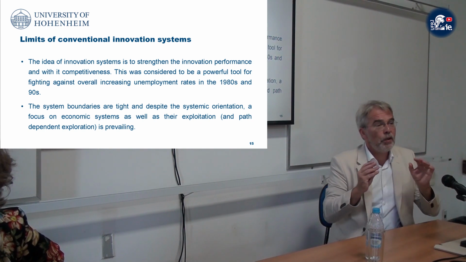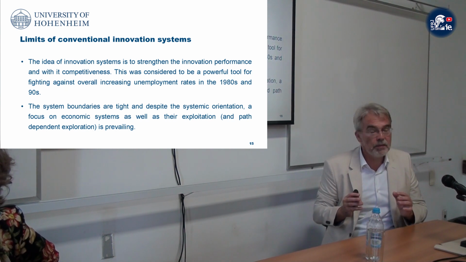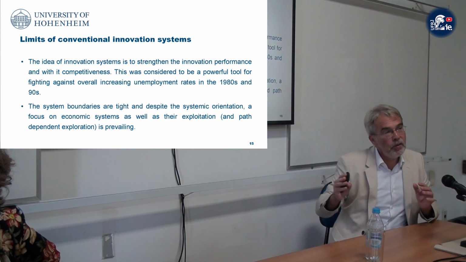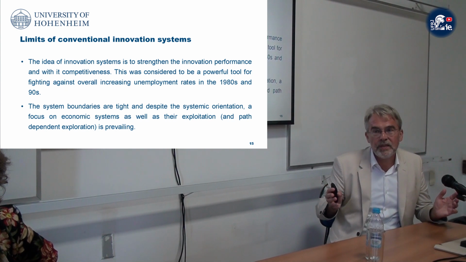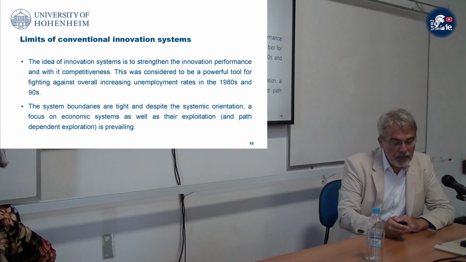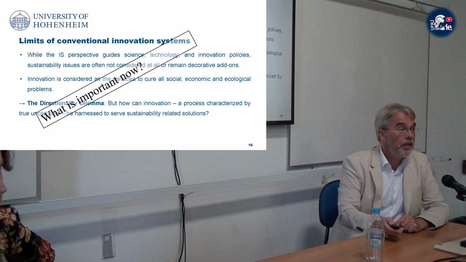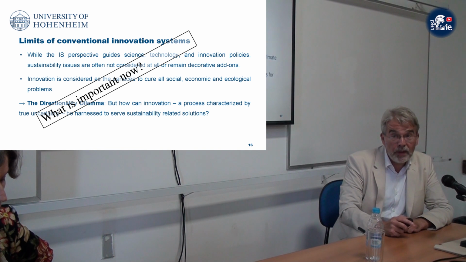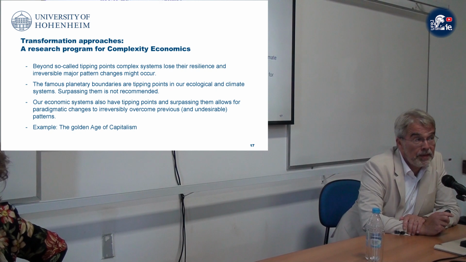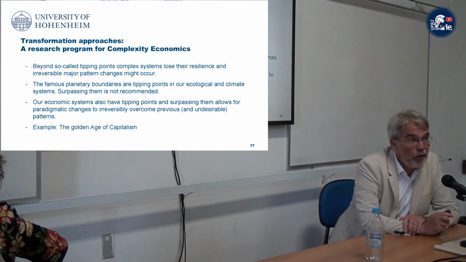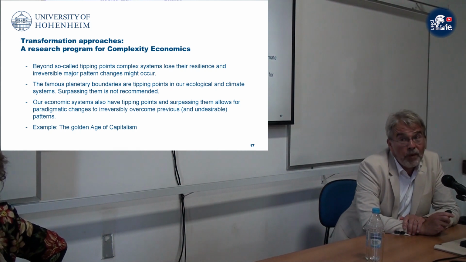The boundaries of the system orientation are too tight, too narrow in the innovation systems literature. We do not include natural systems, the biodiversity or whatever. We focus only on the economic system. And this is difficult if we want to transform the system towards sustainability. So the question is, what is important now? And I think it's the transformation approaches which matter. And they have a good share of evolutionary economics ingredients inside, but it's more.